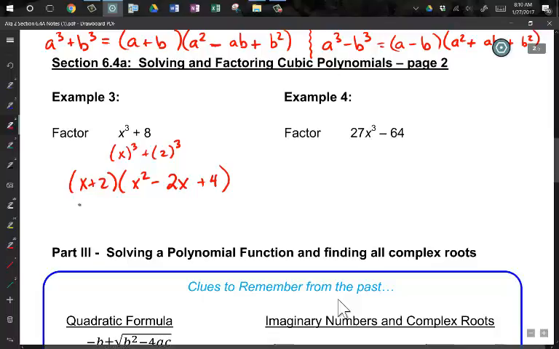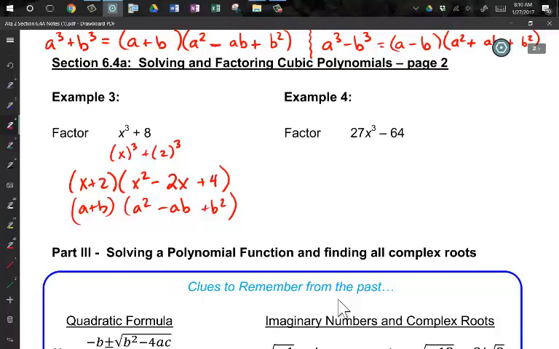And once again, that's a plus b, a squared minus ab plus b squared. That's where that came from. A is x, b is 2. And I just plug them into the formula. That's it. So memorizing that formula is going to be fairly critical as you're thinking through this stuff.